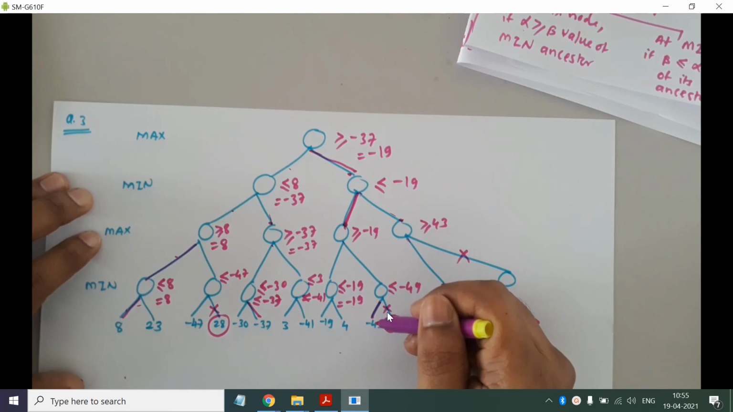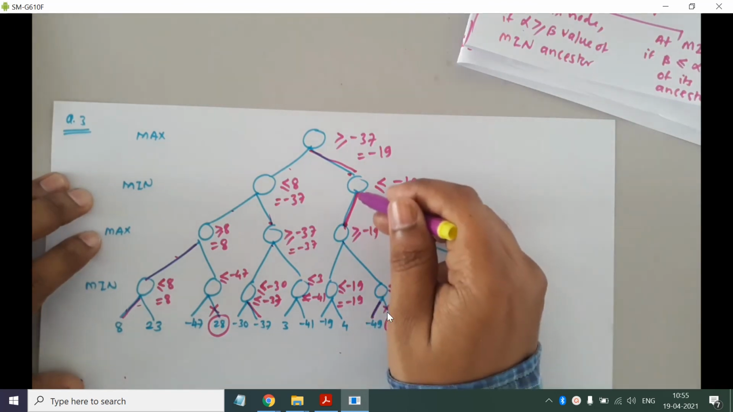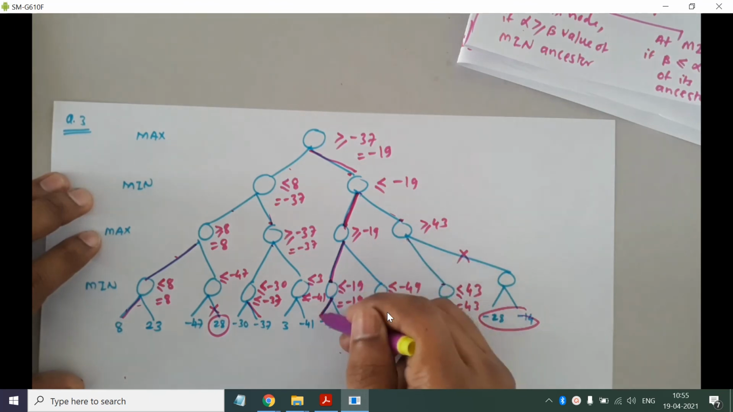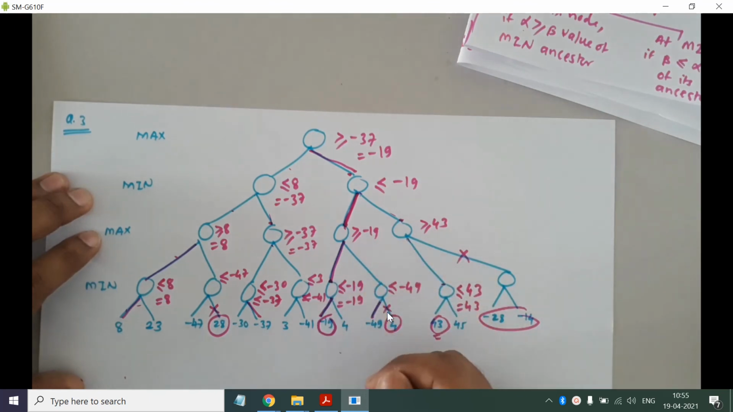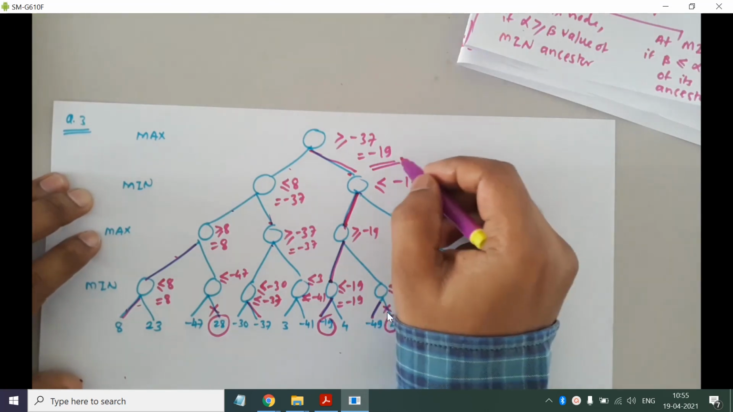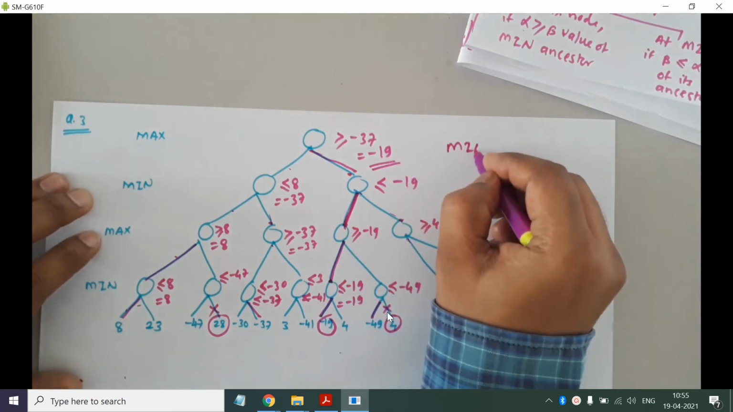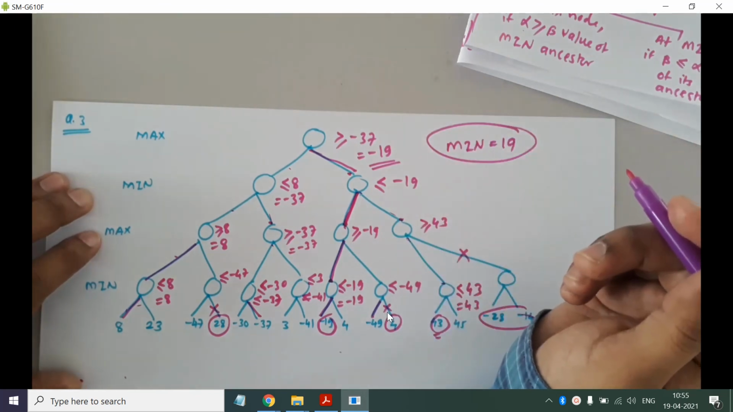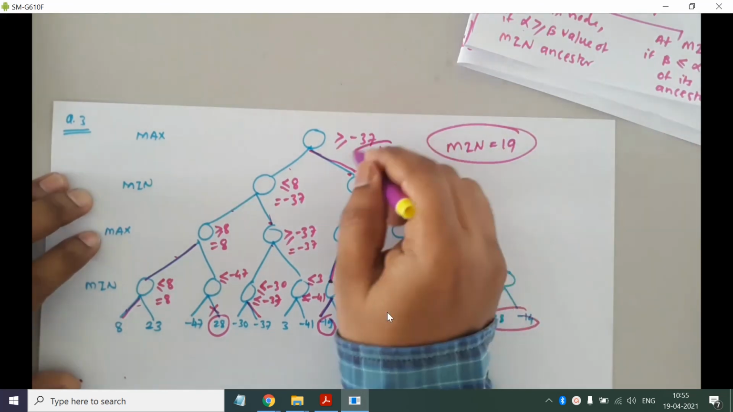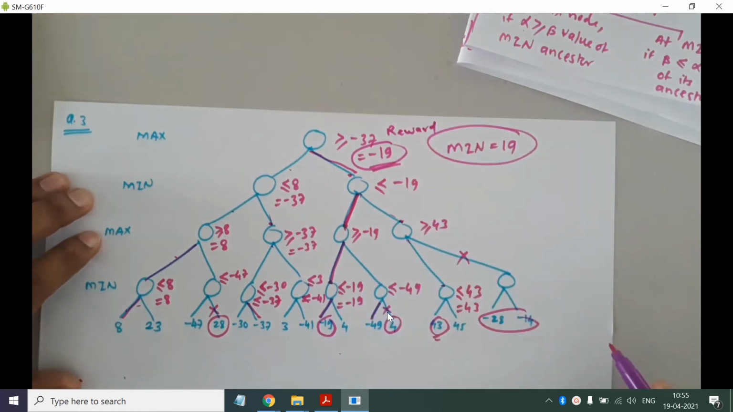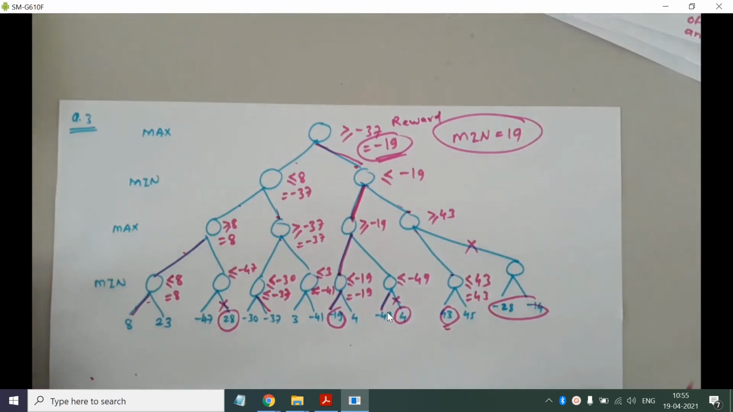But max will try to reduce that. So if in response to this max plays this one, then min will play this one, and the final answer is minus 19. So the best reward available to max is minus 19. That means the reward to min is 19, and here min is winning. So this is the final solution. This is the reward for the max player. Please take a screenshot.